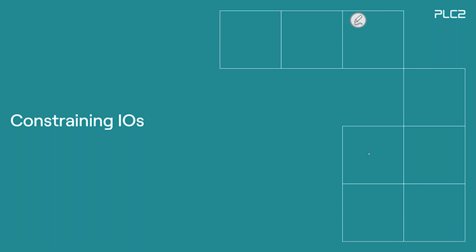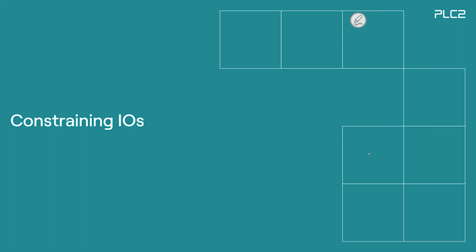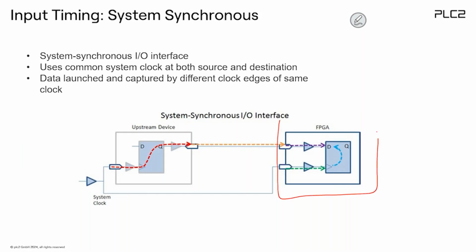I will do an example a little bit later, but now we also need to constrain the connections, the input and output. So we need to constrain the IOs. In this case, this is my FPGA again. Let's talk about the input. We have a device right here, which is maybe clocked with this clock, and it's connected here to the FPGA. The clock is maybe around 100 megahertz.